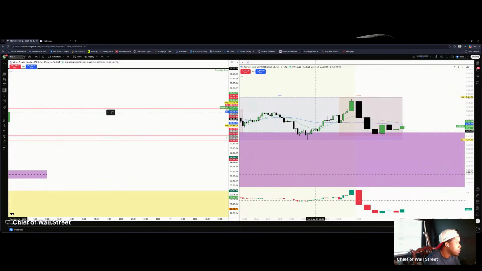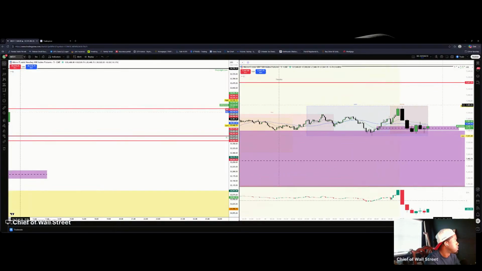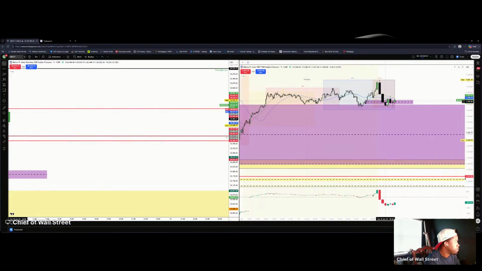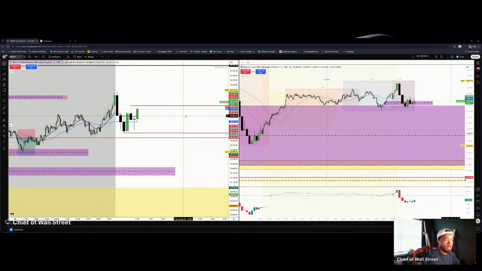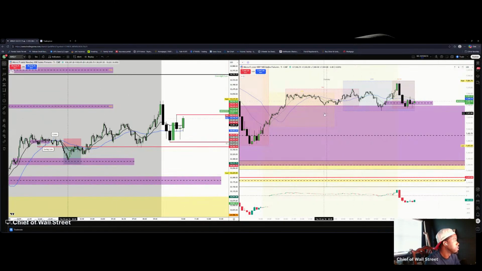8 o'clock candle is here. So we're going to mark the low. We're going to mark the first 5-minute candles, which is that right there. And we're looking for a break to the top or to the bottom, and we're going to relate this with MNQ. I'm going to get rid of this big box because it's in the way.